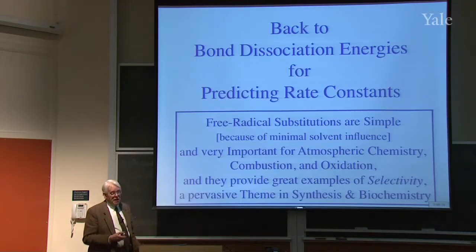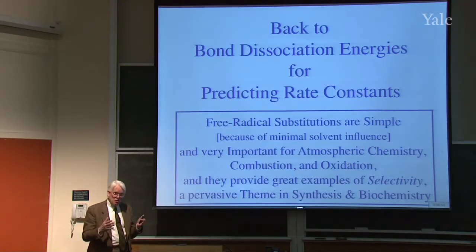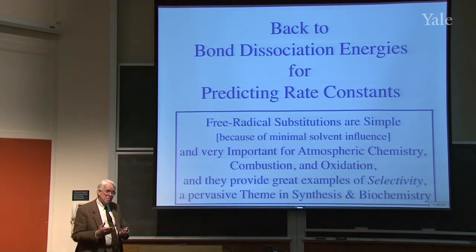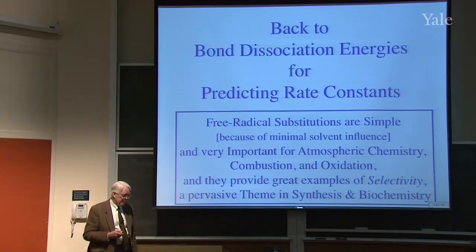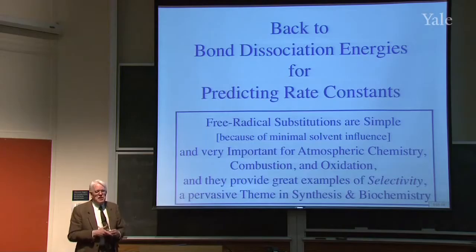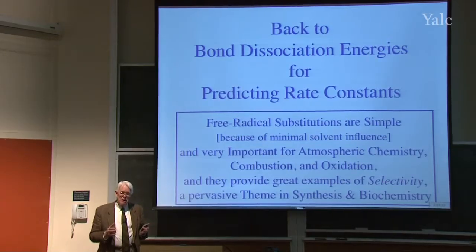They also turn out to be very important, these free radical reactions. They're very important in atmospheric chemistry, so there's a lot of work done on them in, say, Boulder, Colorado, where the Atmospheric Administration and the Joint Institute for Laboratory Astrophysics are very interested in these kinds of things. They're important in combustion. You make free radicals, also in oxidation reactions that we'll talk about more later. And in terms of strictly organic chemistry, they provide great examples of selectivity. And that's a pervasive theme, as I say here, in synthesis and in biochemistry.